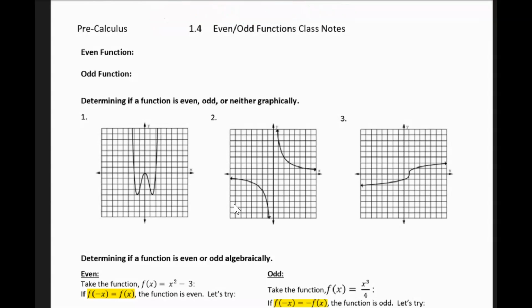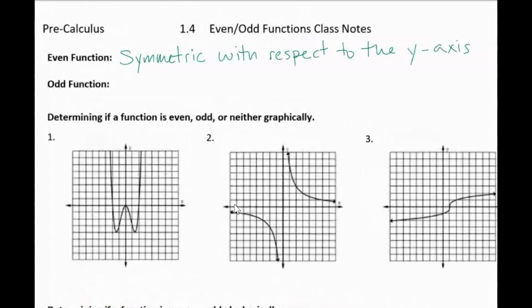So on a graph, an even function is symmetric with respect to the y-axis. Now, who can take a guess at what this would mean? If you're looking at the graphs right below, 1, 2, or 3, which one of those do you think would be even?